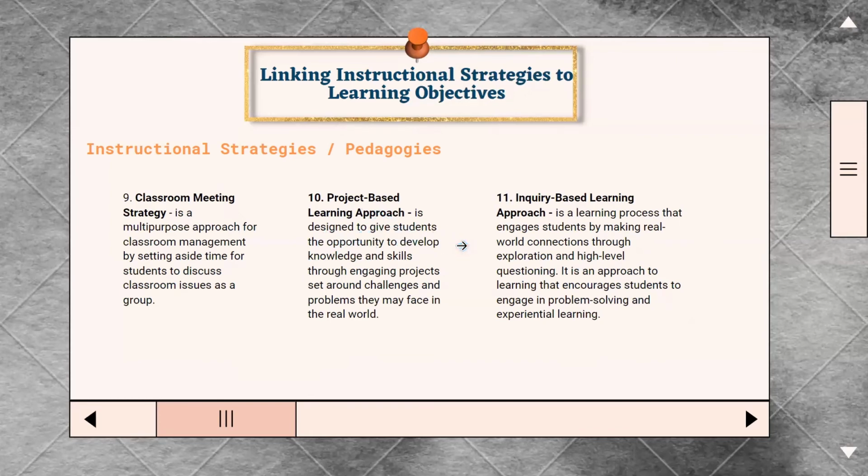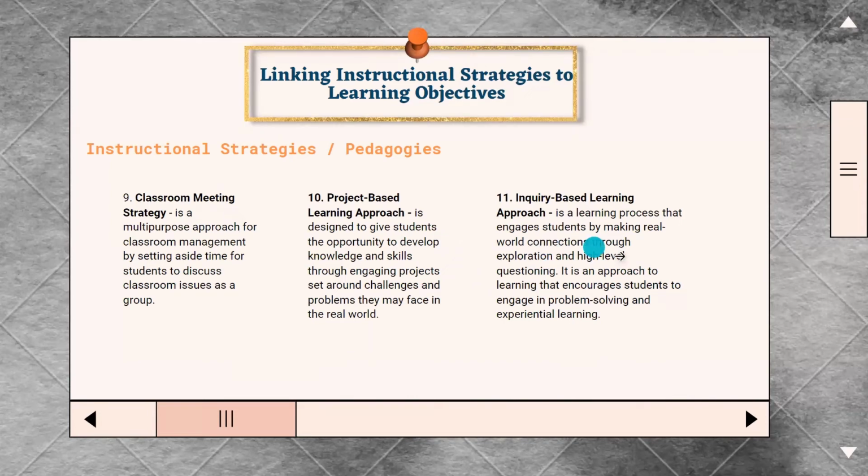Next is project-based learning approach. It is designed to give students the opportunity to develop knowledge and skills through engaging projects set around challenges and problems they may face in the real world. Example, film a documentary. First, divide the classroom into teams. Next, choose topics and then plan production. Next is film and review, edit raw footage, create promotional materials, and then lastly, screen the documentaries or show it in class.